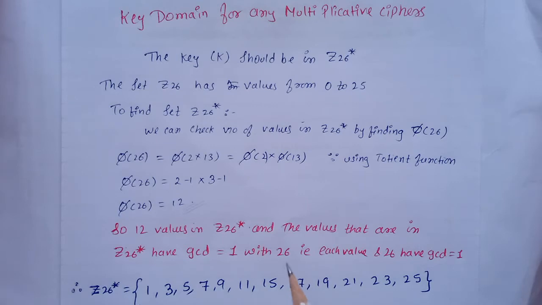The values that lie in Z26 star each have GCD 1 with 26. That is, each of these values and 26 have GCD 1, so only those values lie in Z26 star. You can check if you wish to. For example, the GCD of 3 and 26 is 1. GCD of 5 and 26 is 1. So they are co-prime to each other. GCD of 7 and 26 is 1.